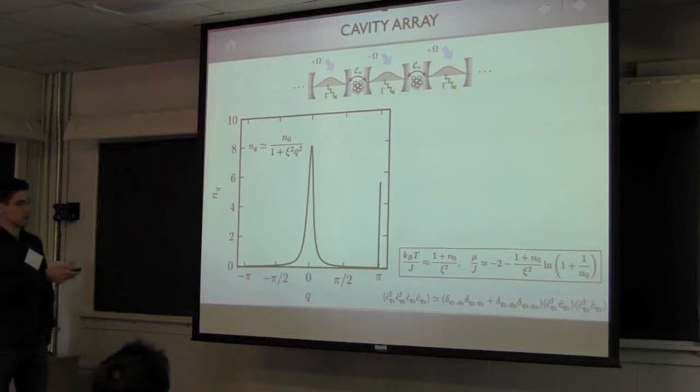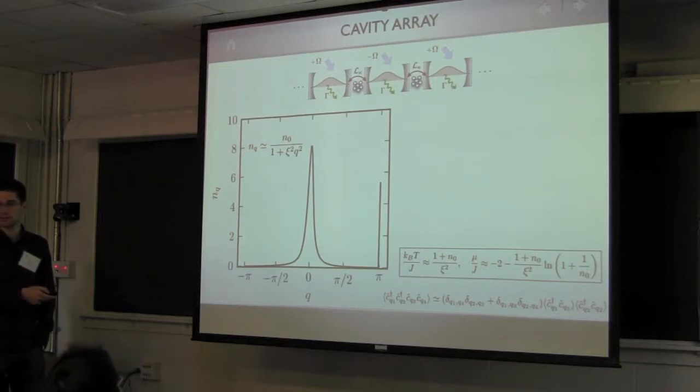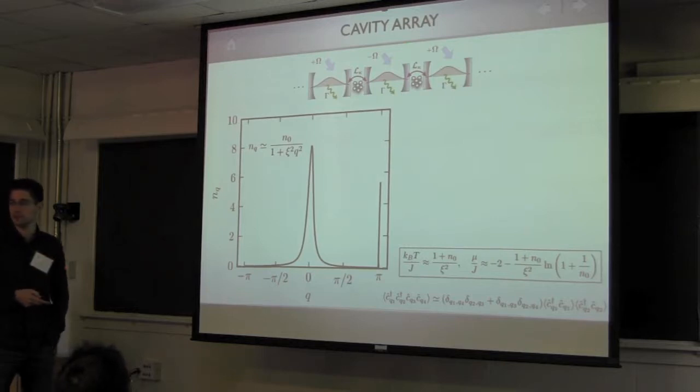Yeah, this is because I'm driving. So the physics here is that I'm driving at q equal pi, and photons get scattered in the steady state around the zero momentum. But it never goes to zero. No, I mean the occupancy of the pi state. Well, it does not go to zero because I'm driving continuously. So this is given by the intensity of this drive.